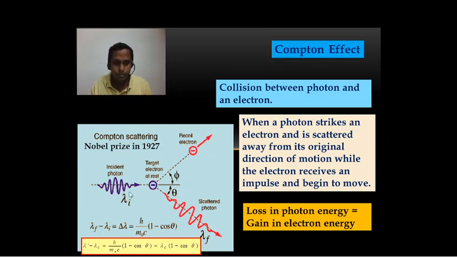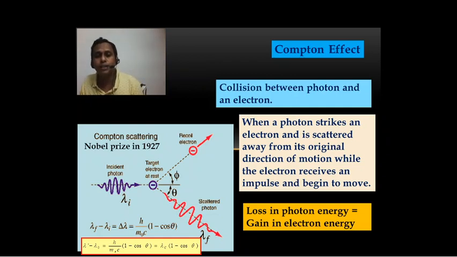Inside the target, there is an electron. When a photon strikes an electron and is scattered away from its original direction, see, this is the original photon direction. I think you can see the movement of this cursor. The electron is scattered off by an angle phi and the photon is scattered off by an angle theta.